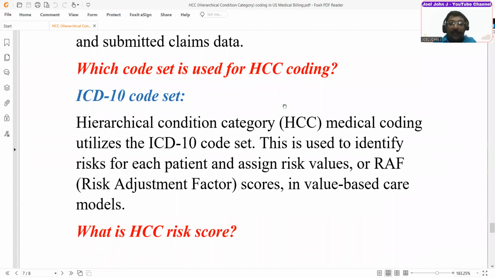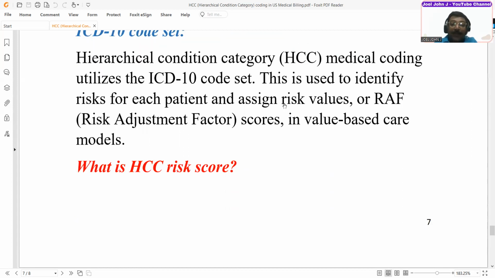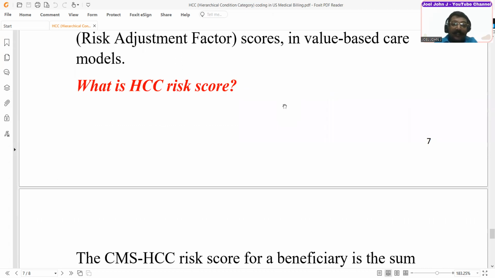Which code set is used for HCC coding? ICD-10 code sets. Hierarchical Condition Category HCC medical coding utilizes the ICD-10 code sets. This is used to identify risk for each patient and assign risk values, or RAF, risk adjustment factor score, in the value-based care model.